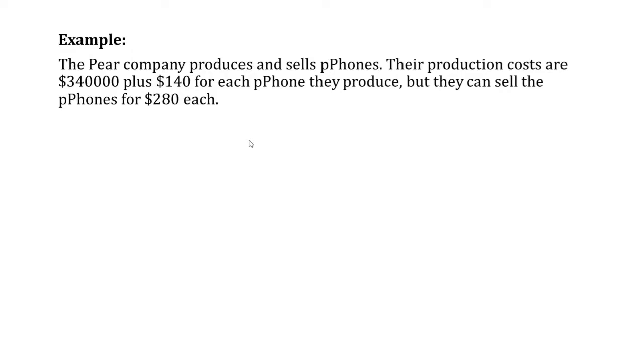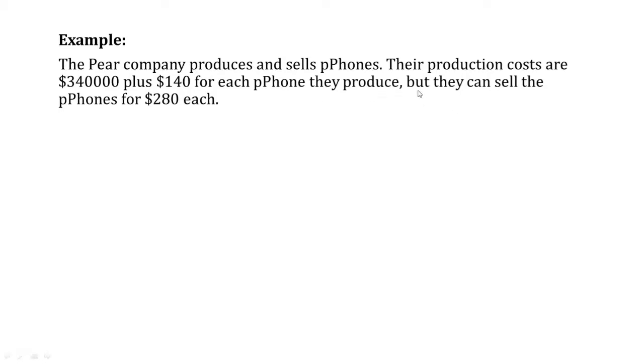And so in this example, let's say the information says the P phone company produces and sells P phones. So, think about a scenario that we got Apple making iPhones. Now, the company produces and sells P phones. Their production costs are $340,000 plus $140 for each P phone they produce. So it looks like this first part of the sentence is a description of what their cost is going to be.